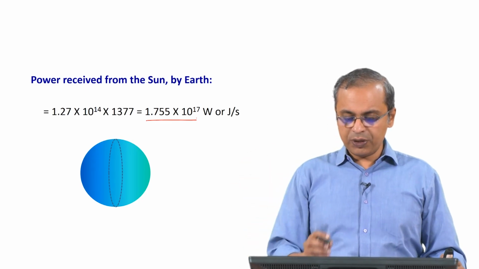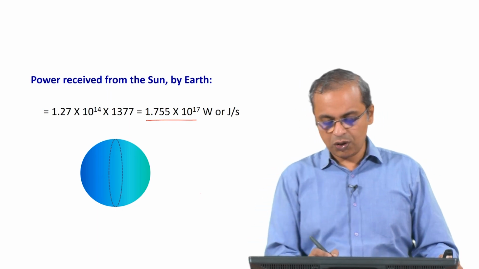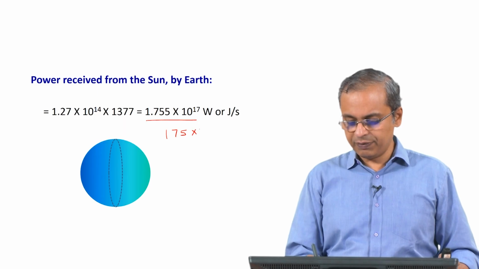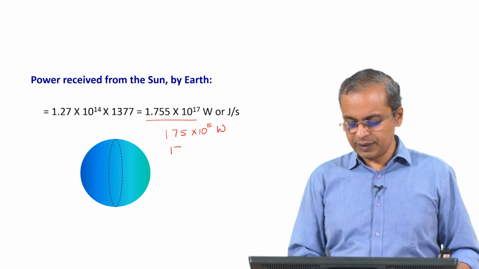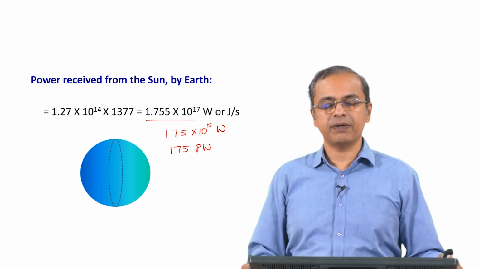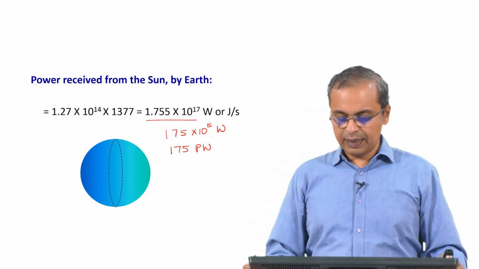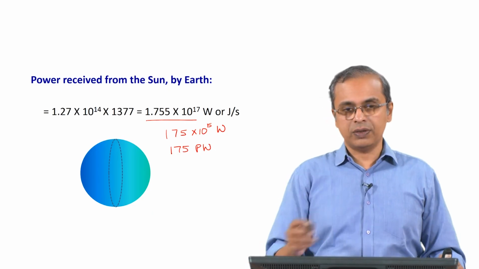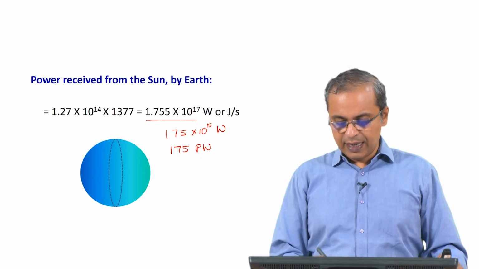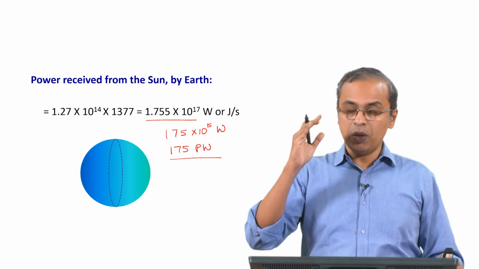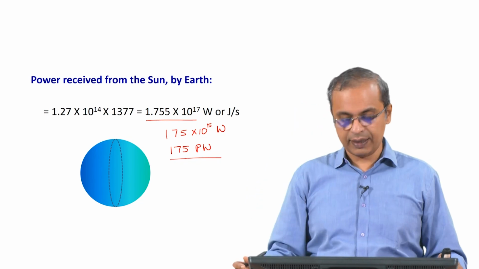Okay. So, this is 1.755 into 10 power 17 watts, or roughly 175 into 10 power 15 watts, or we would refer to that as 175 petawatts. So, 175 petawatts. And again, if you have any doubt, please look at the quantities that we saw in our first class on the scale of quantities, and this is the kind of number that we are dealing with. So, this is the energy that comes to the outer reaches of the Earth's atmosphere. So, that is where it has arrived.